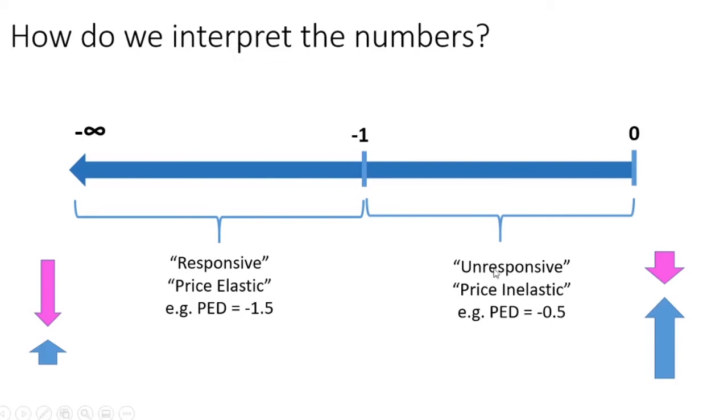If you have a number which falls in this range here, between 0 and -1, that means it's unresponsive. We describe that as being price inelastic. An example of that would be a PED of -0.5. That is a bottom-heavy fraction to give us 0.5. And so therefore, those are the inelastic products.